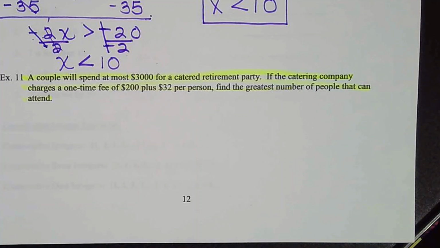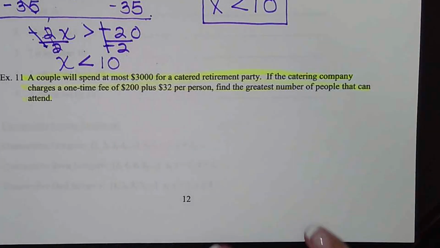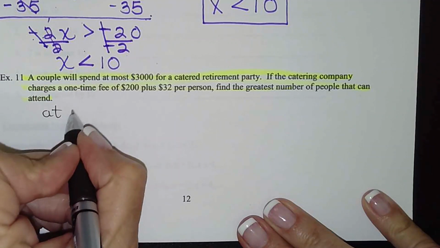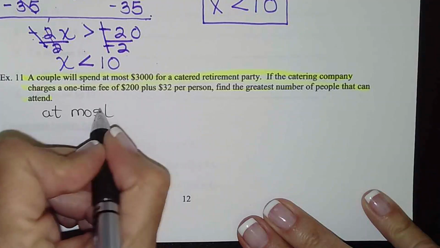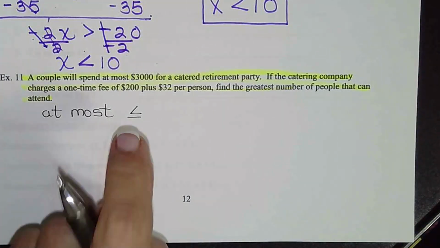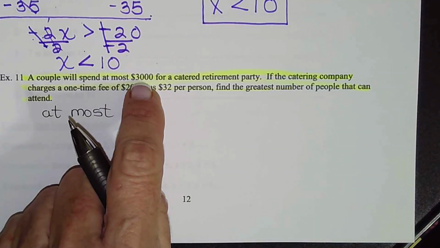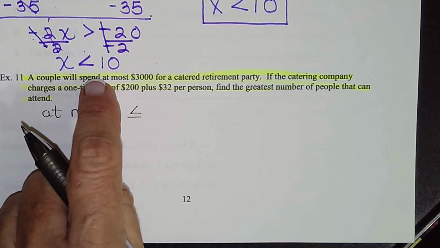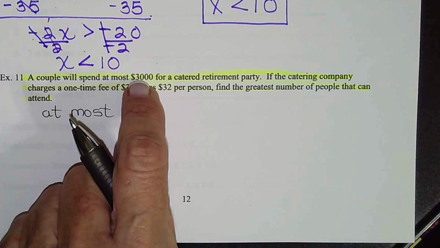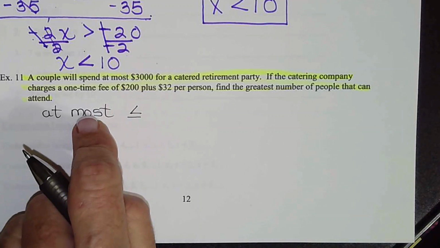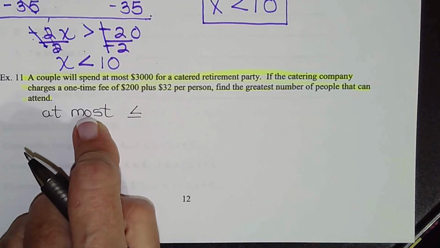Okay, a couple will spend at most. Remember the little trick about at most? I had you write little notes on it in your earlier notes. We said at most means less than or equal to. And I said, if you don't remember that, at most 3,000 means they can spend 3,000 or 2,000 or 1,000. They can't go over 3,000. So that's why it's less than. This is the one that I told you is always the opposite of what you think.